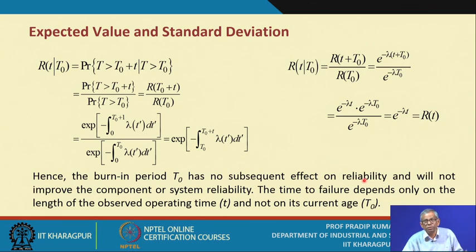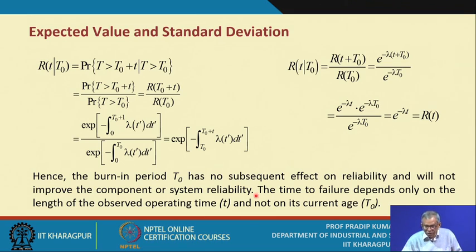Is it okay? That means you have three phases. Now the question is whether the first phase is impacting the second phase performance or not, and whether the third phase is dependent on the second phase or not. So what we are assuming is that the burn-in period T0, that is the first phase in the life cycle curve, has no subsequent effect on reliability and will not improve the component's or the system's reliability. Is it okay? That means it is almost an independent phase or independent event.